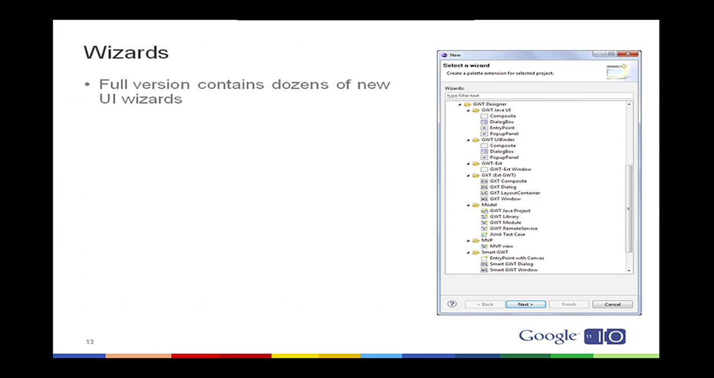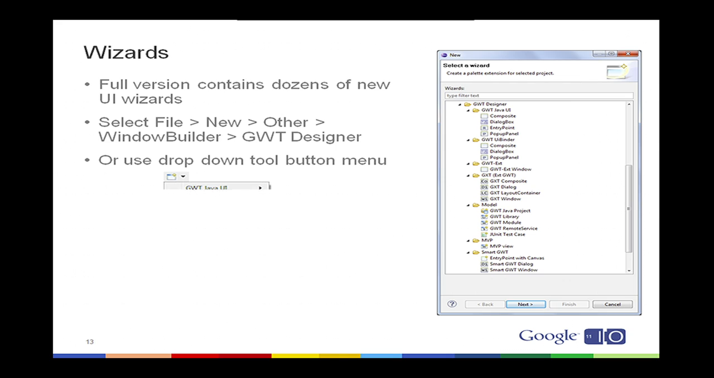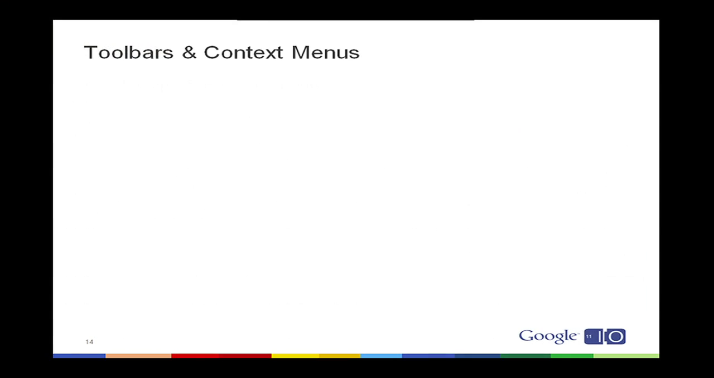The full version has a very large number of UI wizards, which you can access using the File, New, Other, WindowBuilder, GWT Designer link. There's also a drop-down toolbar menu on the main Eclipse toolbar that shows those various categories. And there are dozens of templates for creating GWT Java, UI Binder, MVP, GXT, and Smart GWT components.